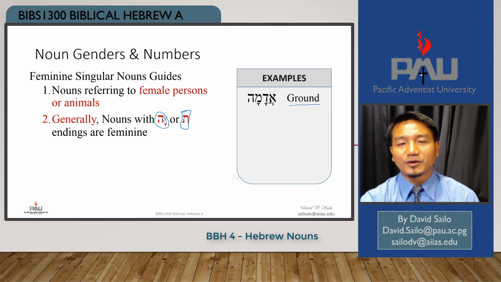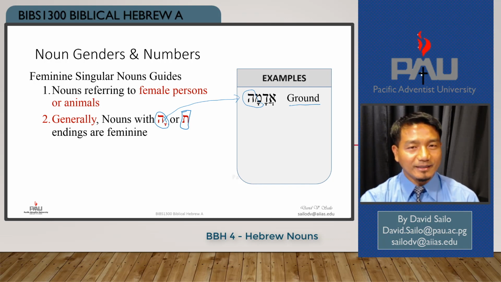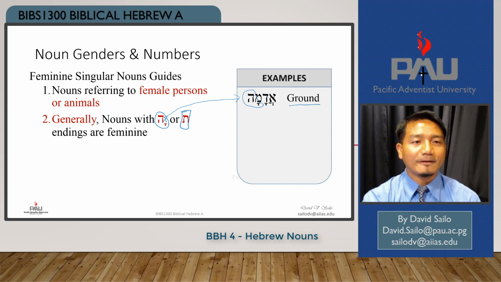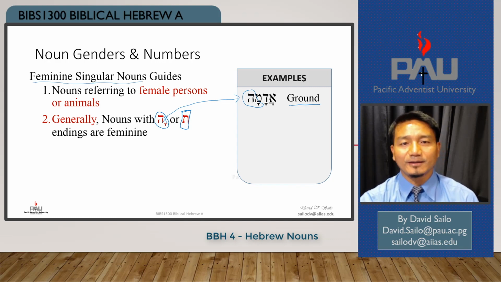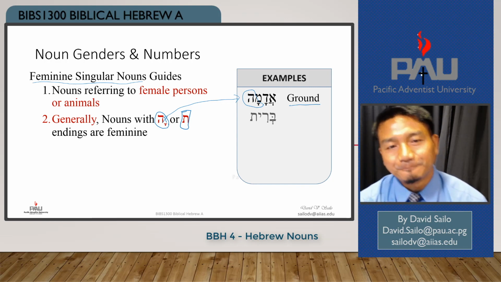Let's look at this: ground. Adama. This is the word for ground. And then you see that it has a feminine ending. So you can see that kamets he is used for the ending of this word. And when you see this, just remember that this is a feminine singular noun. Okay, we'll get to learn more about that.